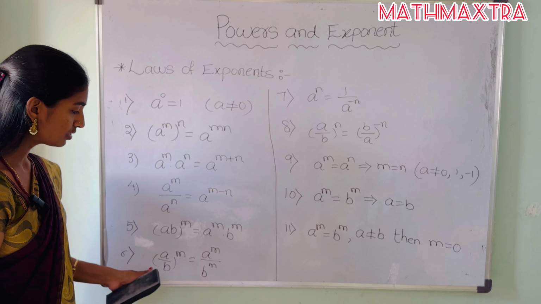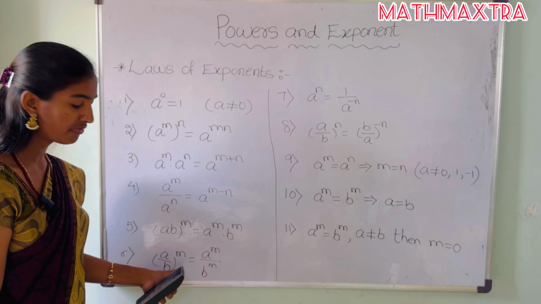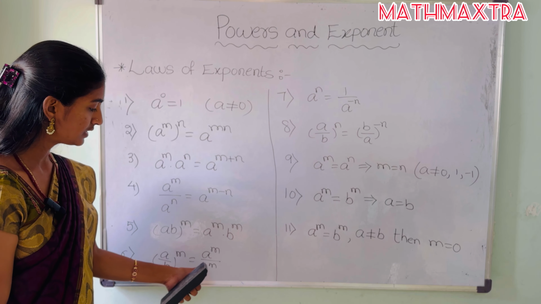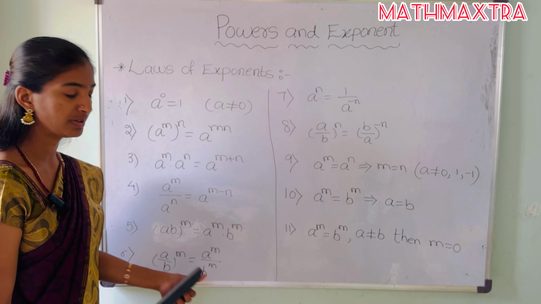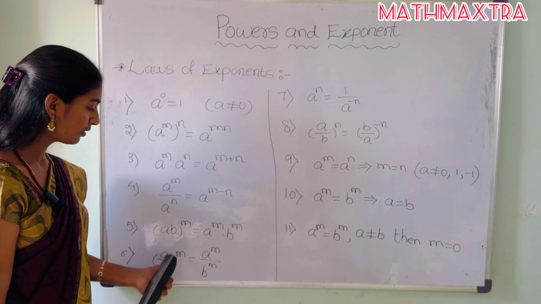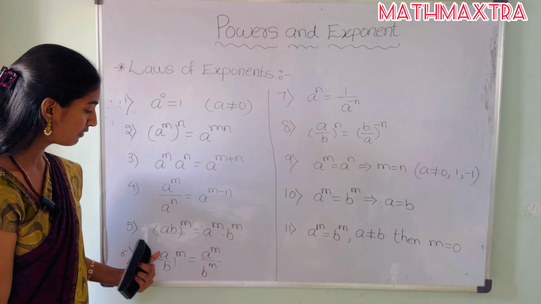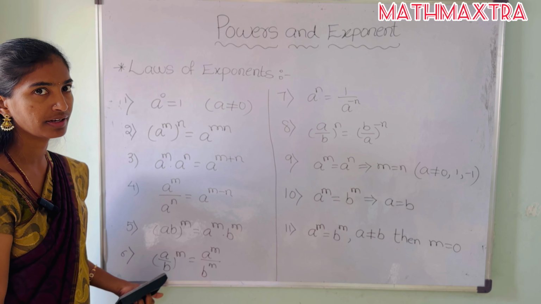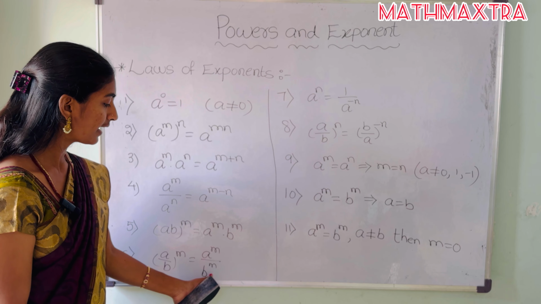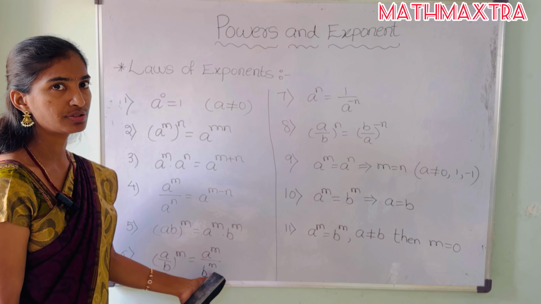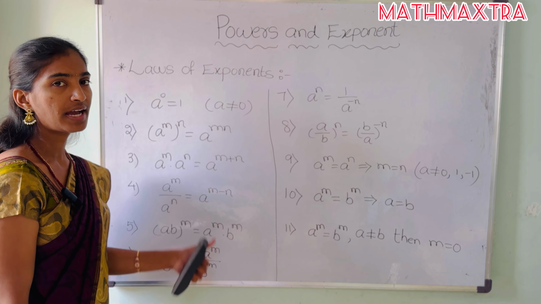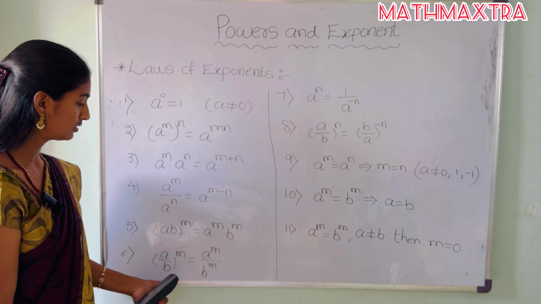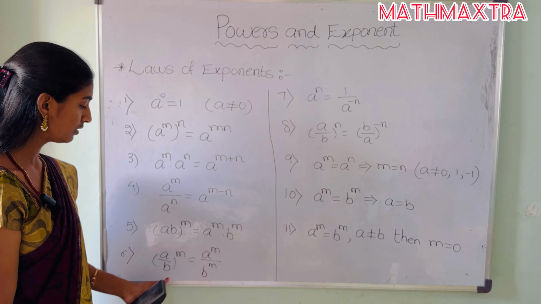Okay. We can also write (a by b) whole power of m, which is equal to a to the power of m divided by b to the power of m. See, whole to the power of m means it is a power of both numerator and denominator. That is why we can write it separately also, meaning we are giving the power to the numerator as well as the power to the denominator. So, that is why we can write like this.